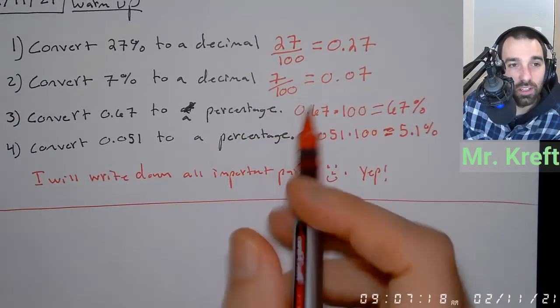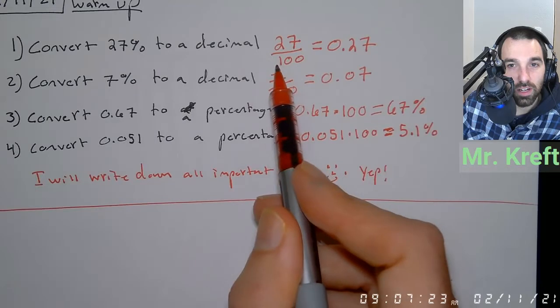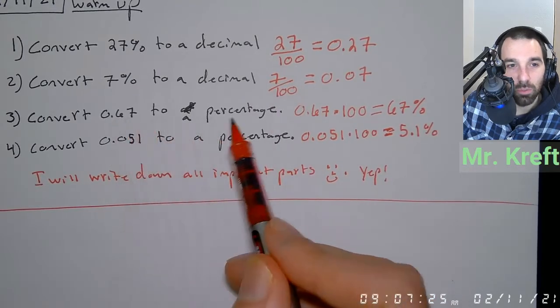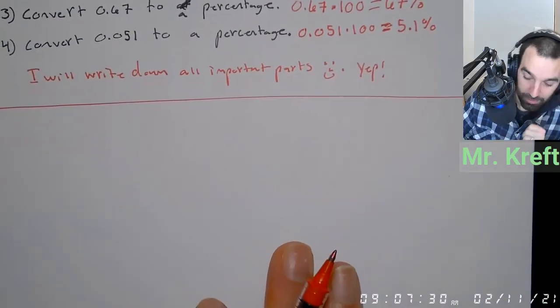So that's what's going on here, guys. So we're going percentage to decimal, we divide by 100, and if we're going from decimal to percentage, we multiply by 100. Okay. All right.